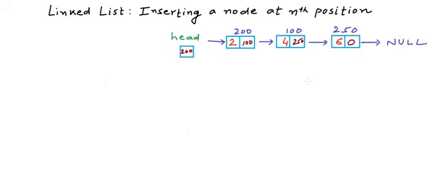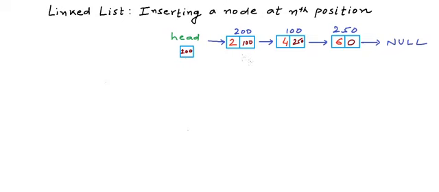Let's say we have a linked list of integers here. There are 3 nodes in this linked list. Let us say they are at addresses 200, 100 and 250 respectively in the memory, and we have a variable head, a pointer to node, that stores the address of the first node in the list.